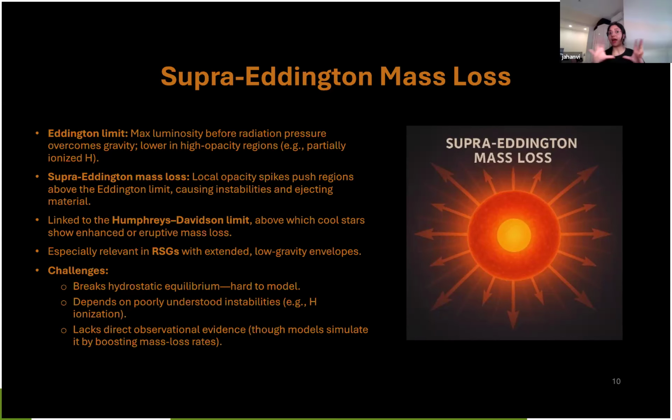But now we still have the total luminosity of the star as the same, and this creates the instability, which leads to a huge eruption of mass loss, basically. Now, the challenge here is that in this phase, the star is not in hydrostatic equilibrium, and so it is very hard to model. And it depends on these instabilities that I just talked about, and these are not properly understood, let's say, and we don't have direct observational evidence for this either.